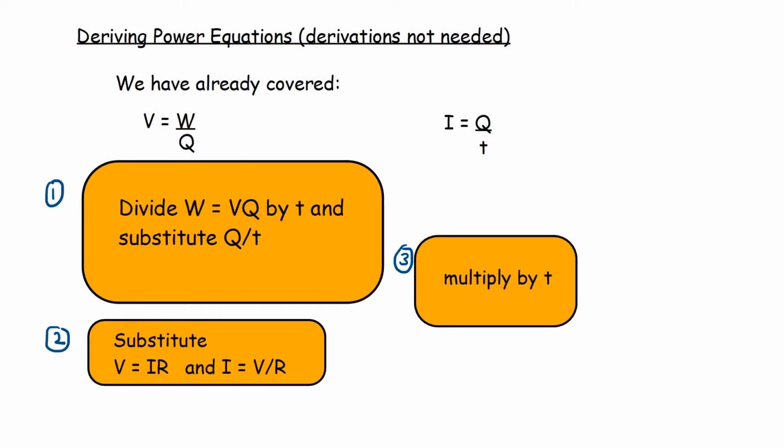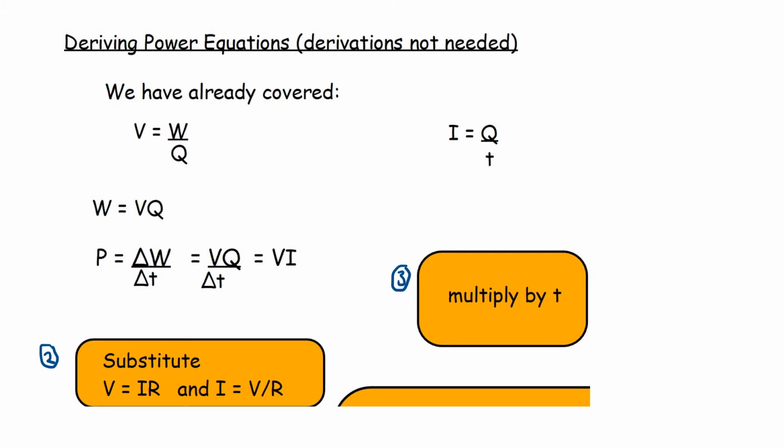We can derive the power equations from equations already covered. We know the equation for potential difference equals work divided by charge, so V equals W over Q, and the equation for current equals charge divided by time, so I equals Q over T. There's 3 steps here to derive the equations for power that we need. Step 1, divide W by T; W equals VQ, and substitute Q over T. Pause the video to see if you can do that.